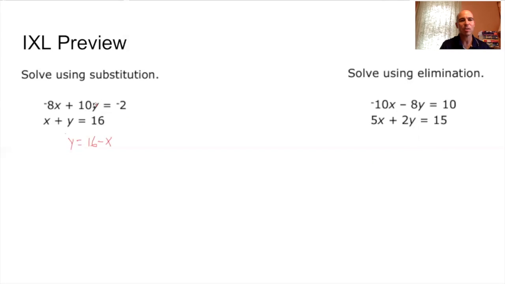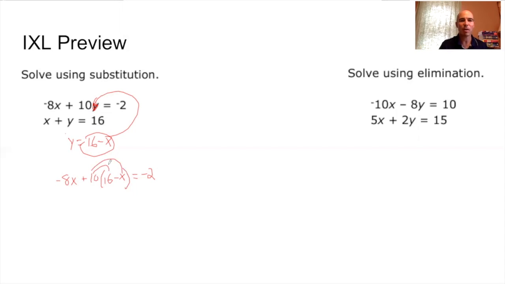And then what I would do is I would stick in that 16 minus X right there, boom, and I would have my new equation, which would be negative 8X plus, well, I guess I'm gonna have to do a little distributing here, right? Anyway, that's a great place to be. I got one variable, one equation. That's all I need, right? Remember to distribute that 10, right?